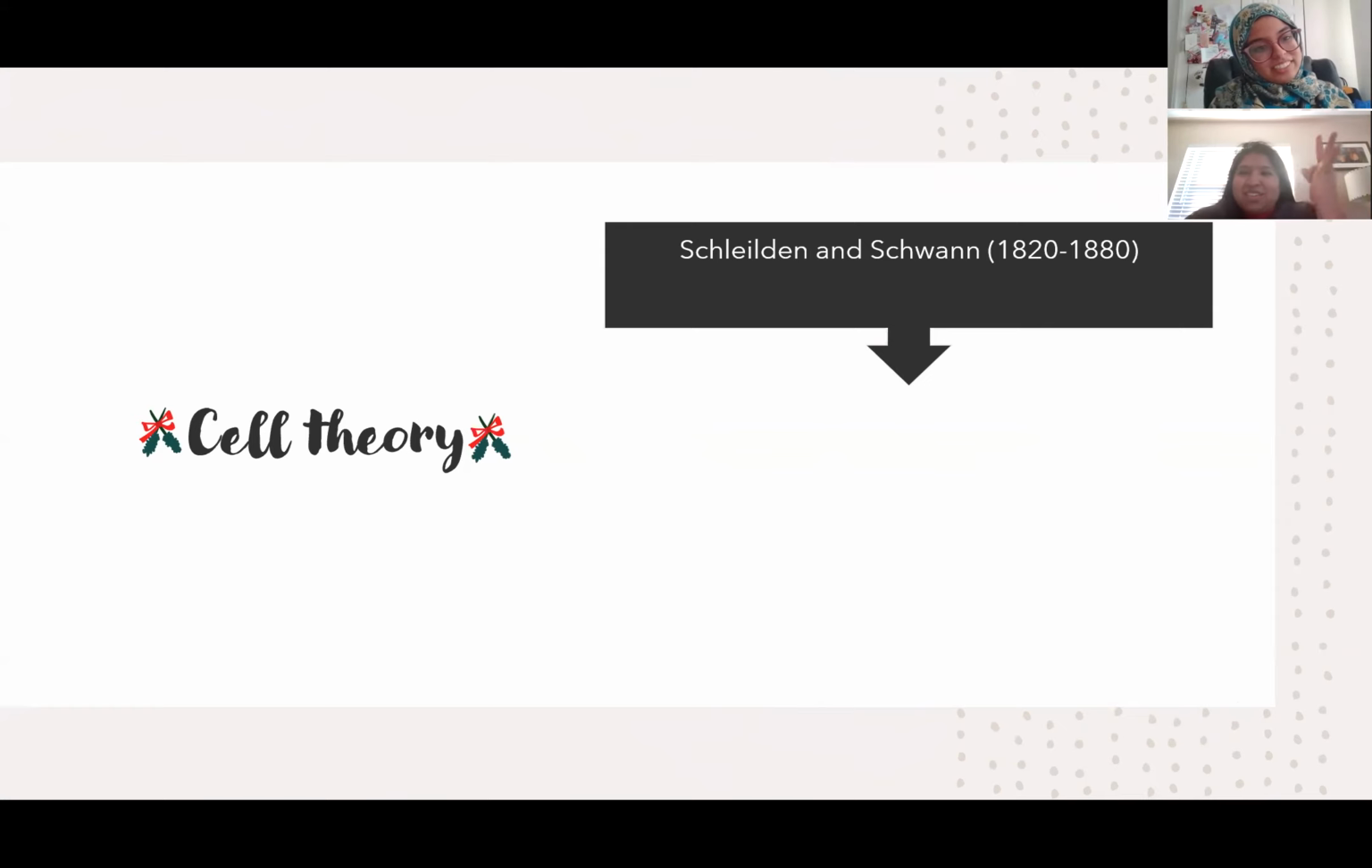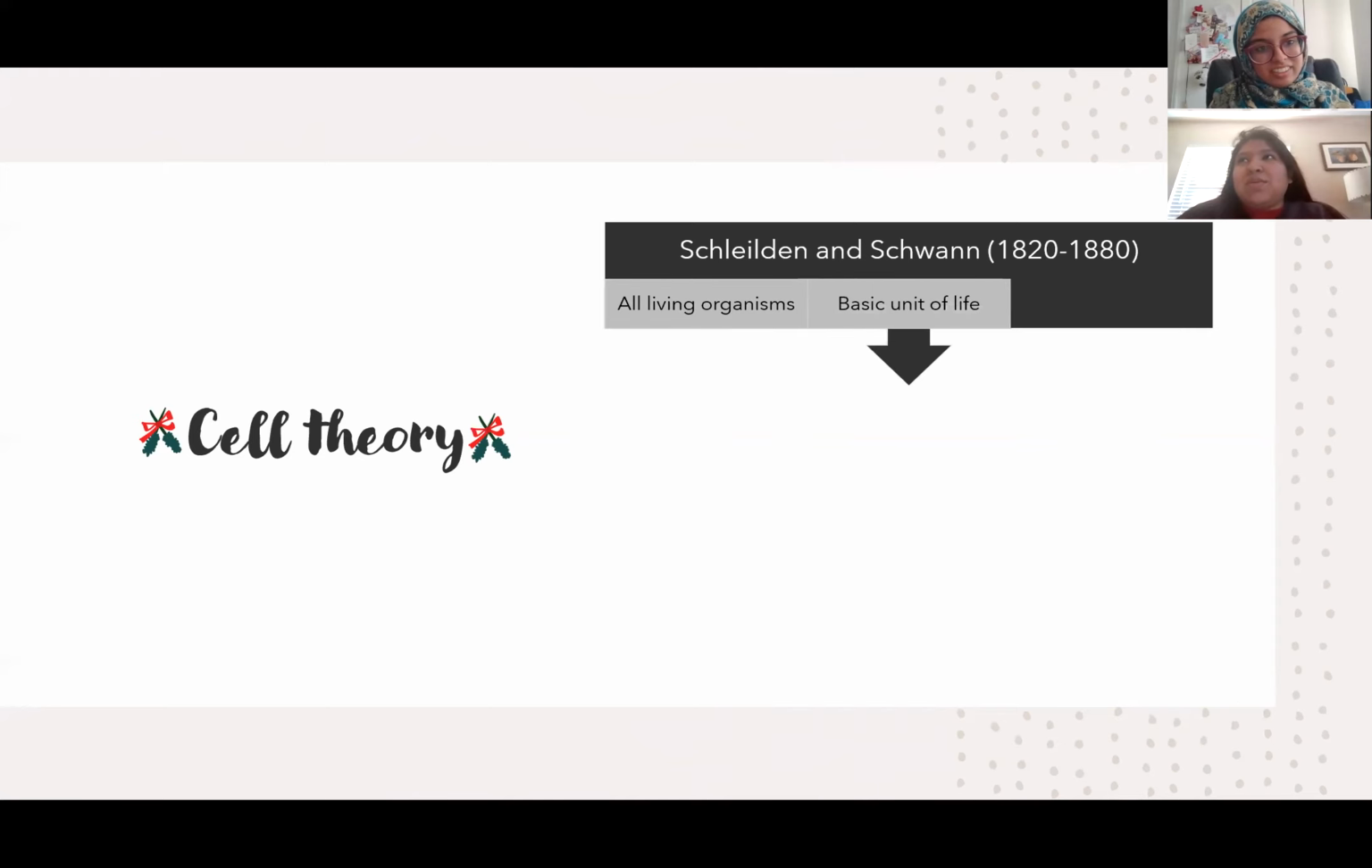And what are the main 3 tenets of the cell theory made by Schleiden and Schwann in the 19th century? Okay. So I know number 2 is the basic unit of life. Oh my god, how could I forget this? All living organisms are made up of cells, and then all cells come from pre-existing cells or something like that.